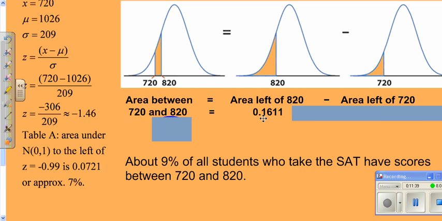Now, we had figured out the area to the left of the 820 a couple slides ago, being this. The area to the left of the 720 we just figured out, and that's the 0.0721. So we have to subtract those two to figure out the area in between, and we get almost 9%. Remember, to go from a normal number to a percent, you subtract these two and then move your decimal point twice.